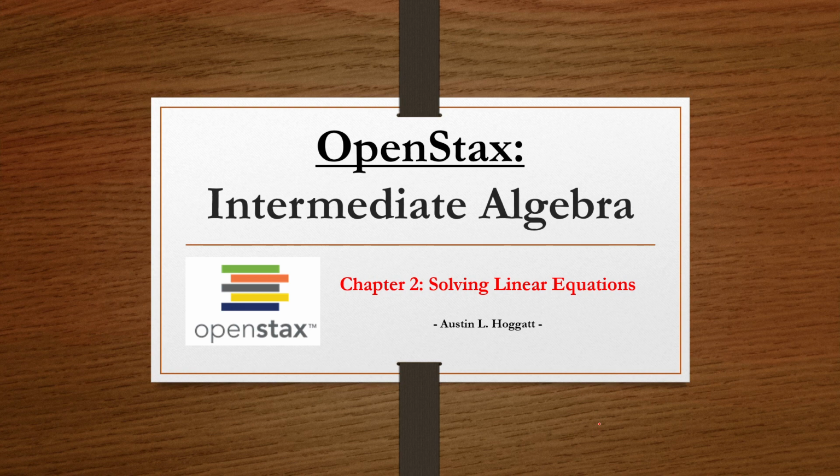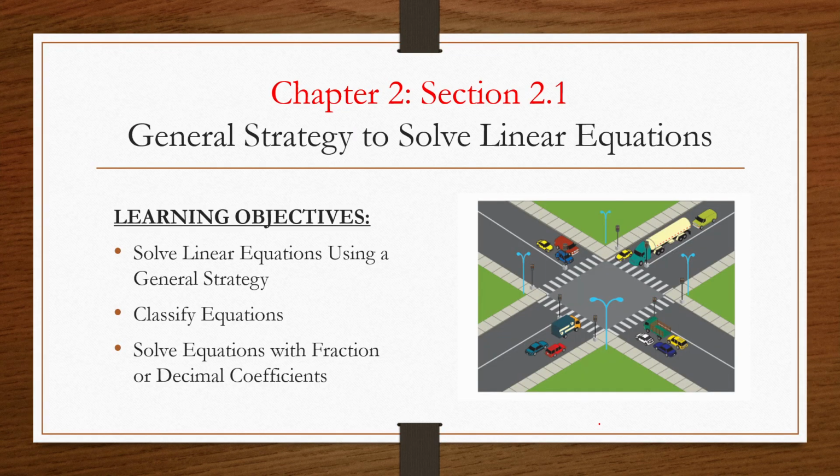Today we're going to start on Chapter 2, Solving Linear Equations. And our first section, 2.1, is going to be on a general strategy to solving these types of equations. We have just a few learning objectives we're going to go over here. We'll talk about solving these linear equations using this general strategy, talk about the different types of equations that you can expect to see. And then we'll wrap up with some more complicated examples that include things like fractions and decimals as our coefficients for some of these problems.